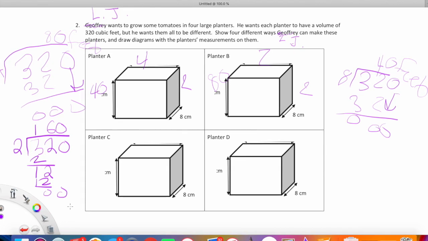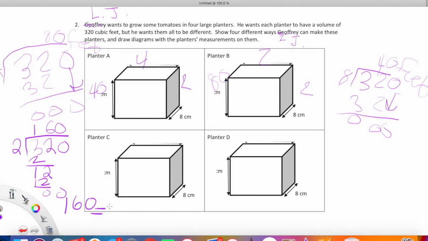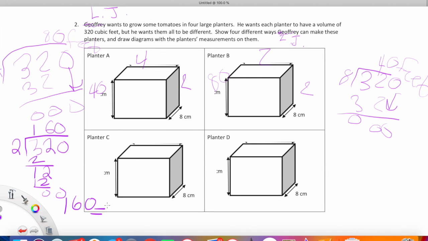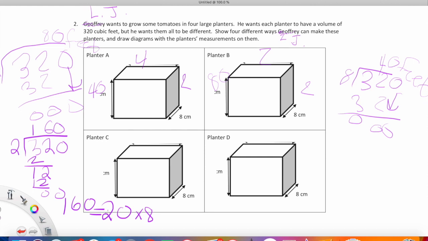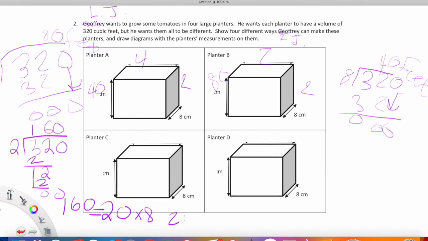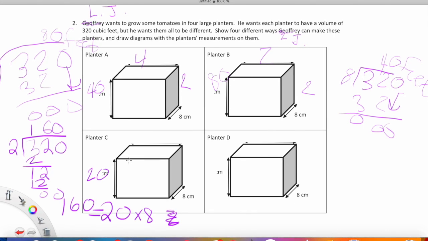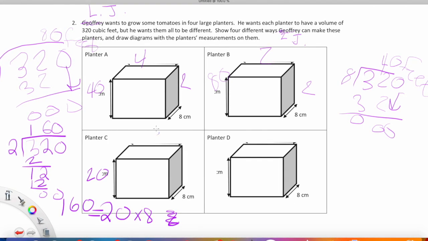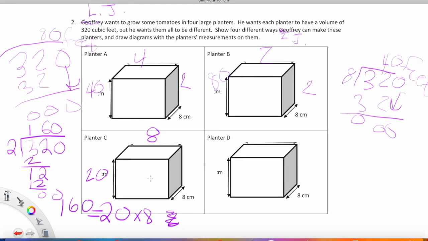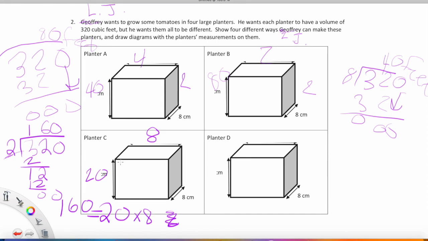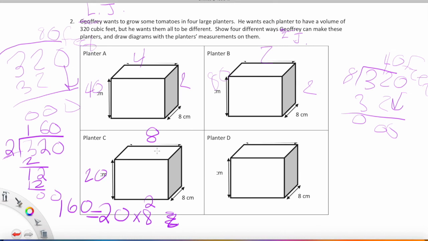So now we could split 160, which is equal to 20 times 8. So our 3 numbers would be 20, which is going to be over here, 8 up here, and 2 over here. And so this is for planter C.